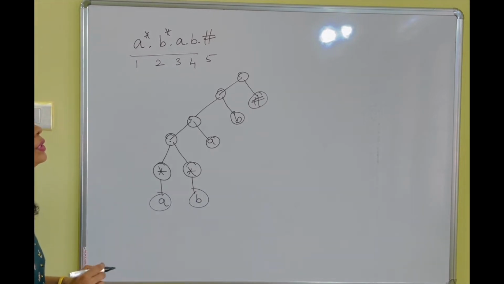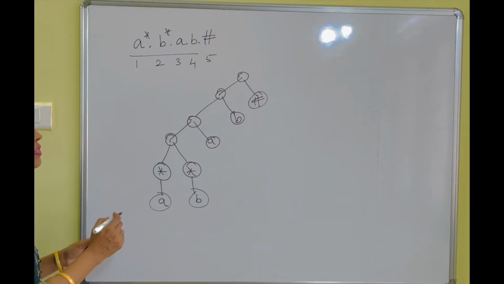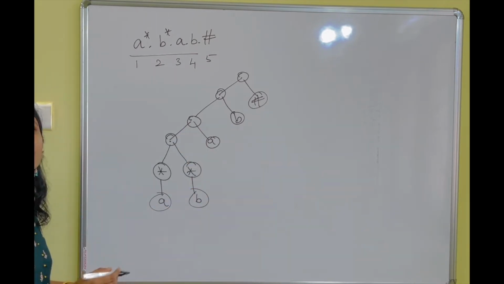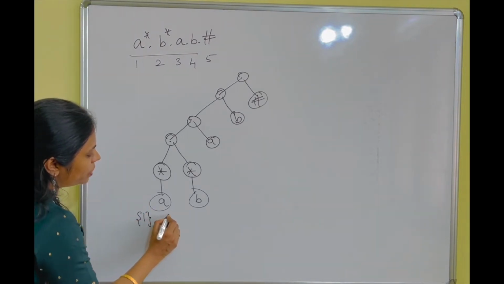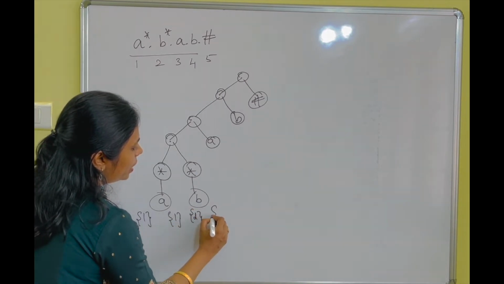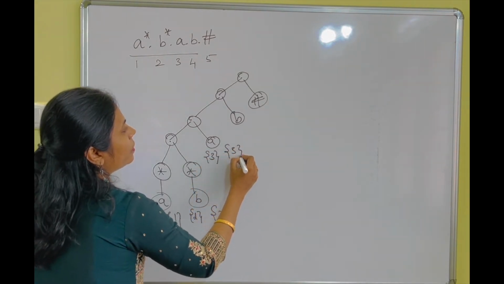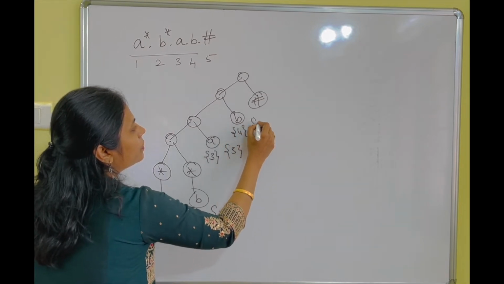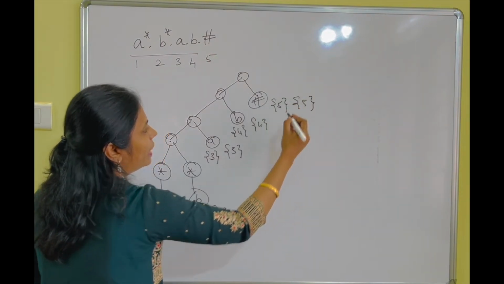Now second, I have told you after construction of the syntax tree, you have to find the firstpos and the lastpos. For firstpos and lastpos, if it is a leaf node and the leaf node is not empty, then their position becomes their firstpos and lastpos. For A, 1 is the firstpos and 1 is the lastpos. Similarly, for B, 2 is the firstpos and 2 is the lastpos. For this A and for this. Okay. Now we are done with the leaf nodes.